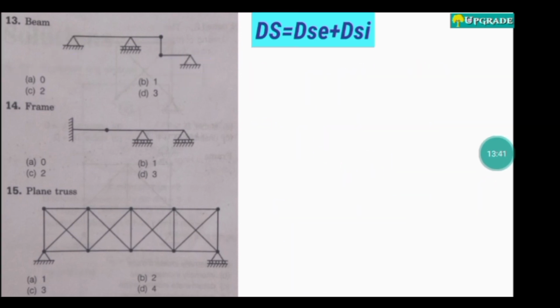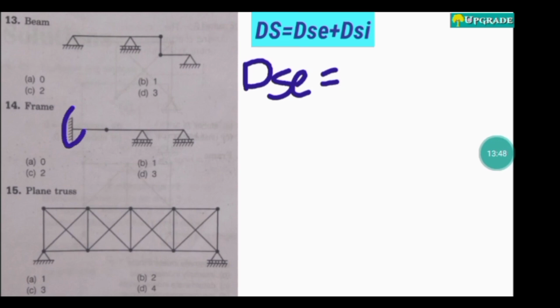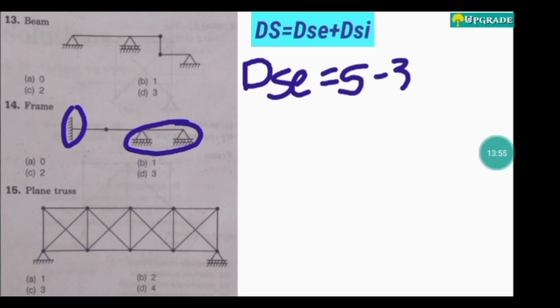So question number 14. That is DSC. The formula is R minus 3. Reactions: fixed support 3. So both supports are hinge, therefore 3 plus 2 is 5. So minus 3, the answer is 2.